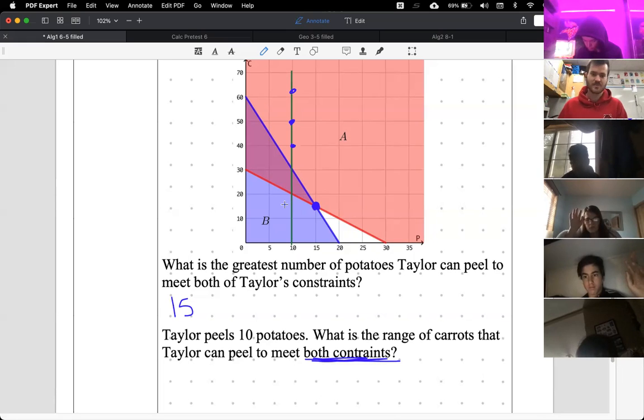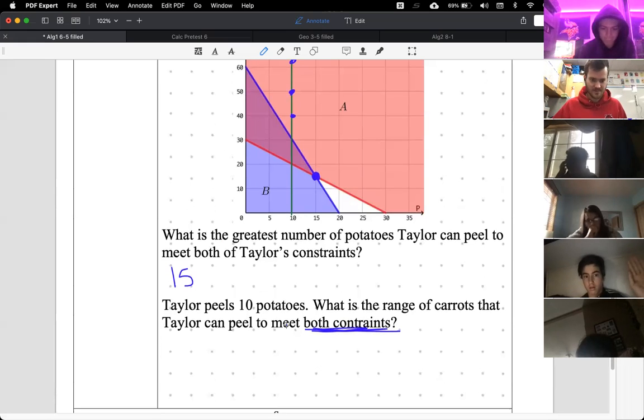My God, my phone is blown up. Alden. 25. 25 is an answer that I can have, but I'm looking for a range between what two numbers?